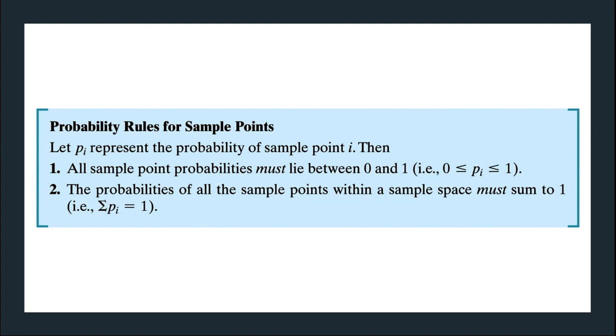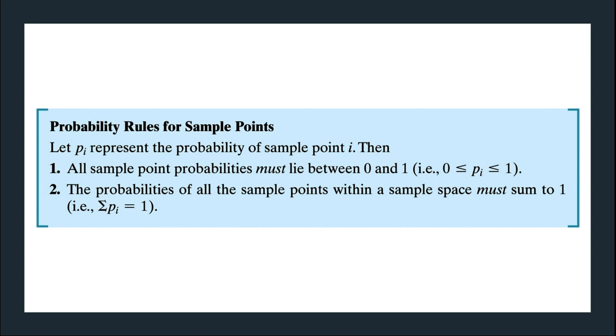The probabilities must obey two rules. Let Pi represent the probability of sample point i, then 1. All sample point probabilities must lie between 0 and 1. 1 is 100%. For example, we will not say that there is a minus 20% chance of raining tomorrow or 300% chance of sunny tomorrow.